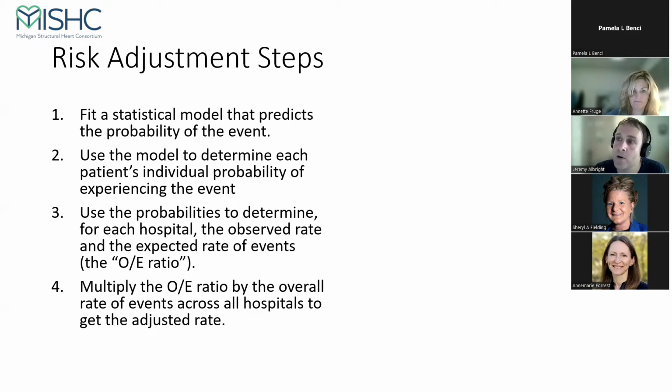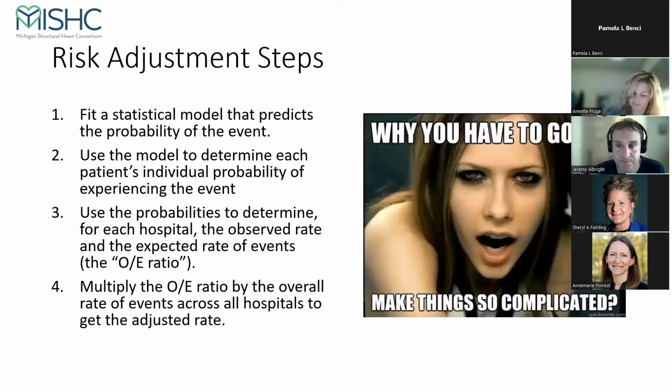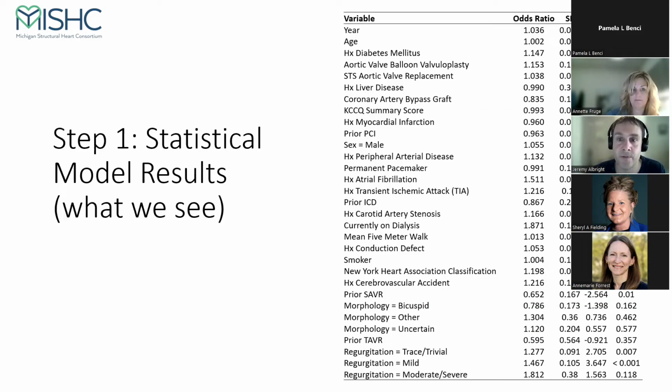So 3 is the OE ratio, but then we multiply it by the overall rate, and that gives us 4, your adjusted readmission rate. So it's not the actual readmission rate you have, it's what your readmission rate is after we account for the fact that you have a different patient mix than other sites. Now, this is kind of a lot of steps and a little bit of jargon being introduced to you early on a Tuesday morning. So I'm going to walk through these steps one by one to illustrate them for you.